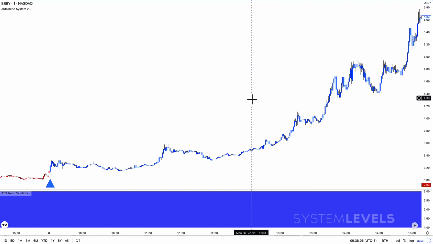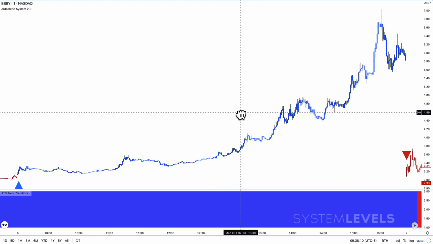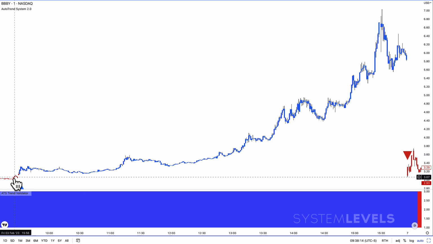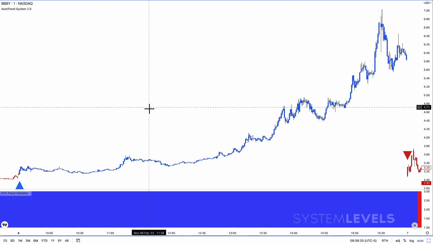Basically, it went parabolic on Monday. I was not really following the news. I was trading the chart and the AutoTrend system like I do every day. It just popped up on my scanner, and yeah, I took it from there.